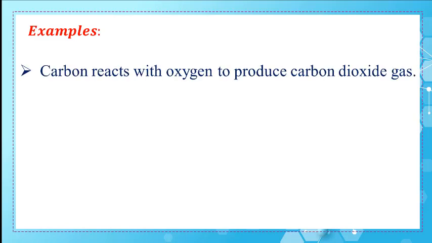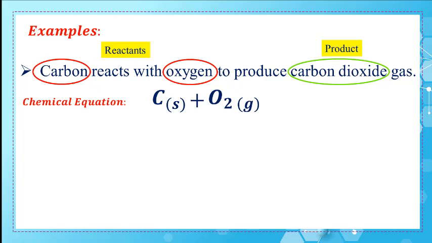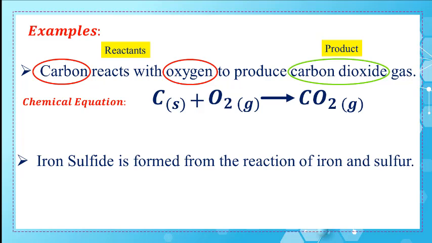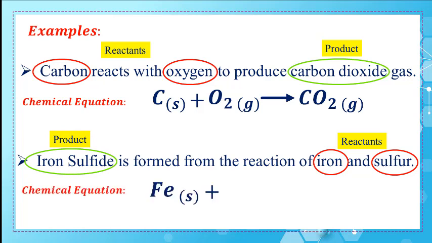Let's take two examples. Carbon reacts with oxygen to produce carbon dioxide. Carbon and oxygen are the reactants, where carbon dioxide is the product. So the chemical equation is C plus O2 gives CO2. Iron sulfide is formed from the reaction of iron and sulfur. Iron and sulfur are the reactants. However, iron sulfide is the product. So the chemical equation is Fe plus S gives FeS.